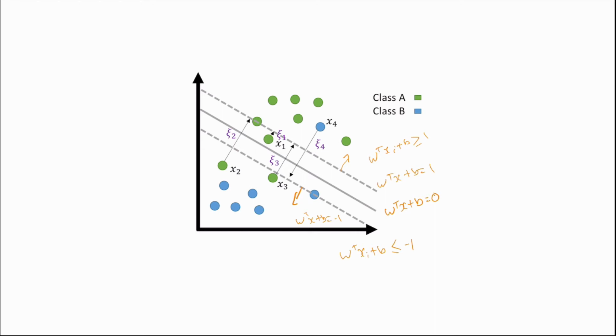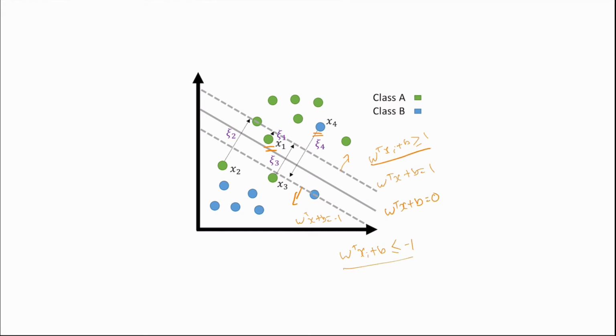With a soft margin support vector machine, we allow data points, so for example x1, to lie within the margin. We also allow points, like x4, to lie on the wrong side. To allow this, we have to make an adjustment to these two inequalities here.